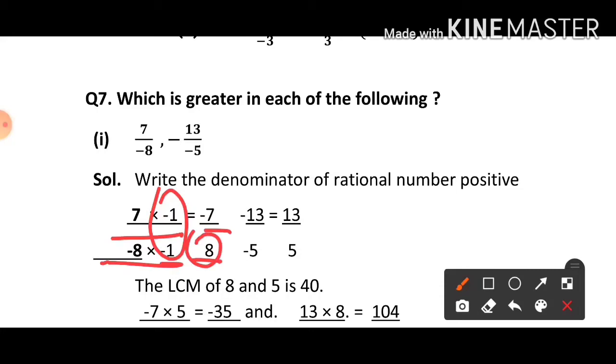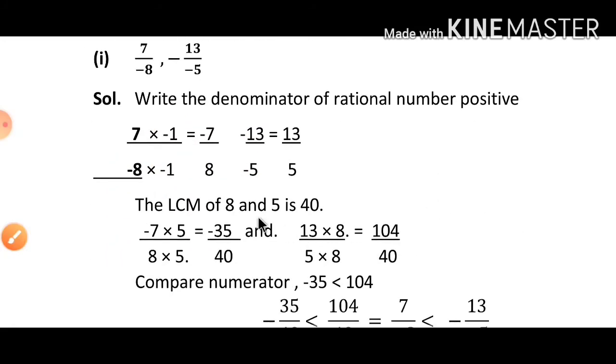Now minus 13 by minus 5 can be written as 13 by 5, as we can cancel the minus sign of the numerator with the denominator. Now 8 and 5 are the denominators given. Now we have to make the same denominator. For that we have to take the LCM of 8 and 5. If you find the LCM of 8 and 5, we'll get the answer as 40.